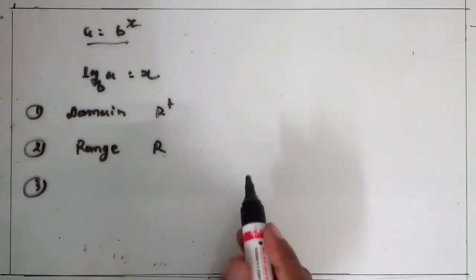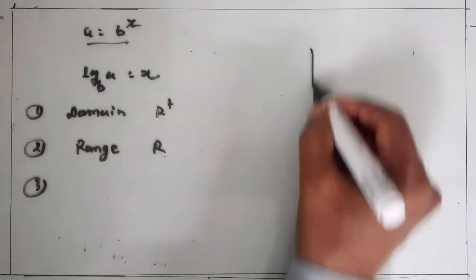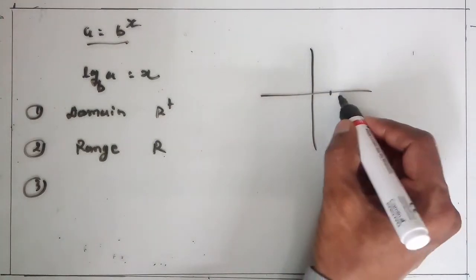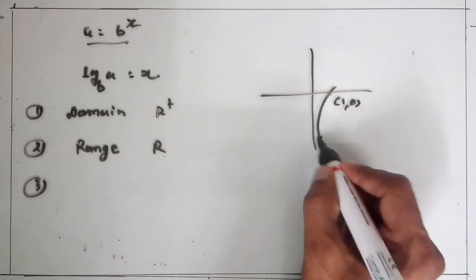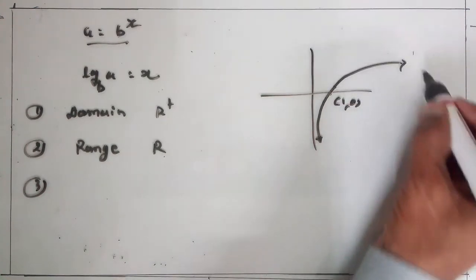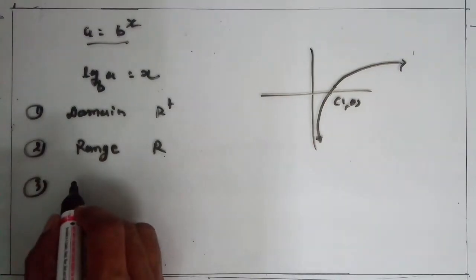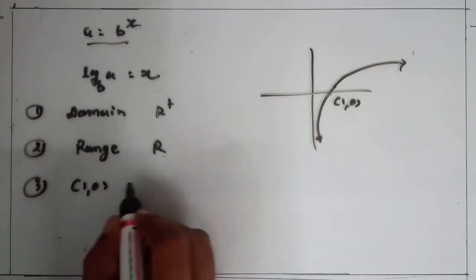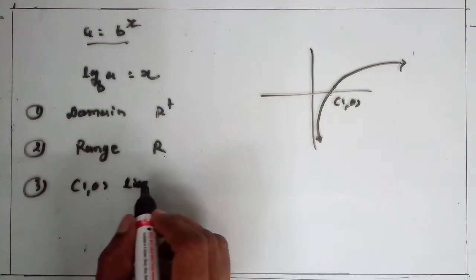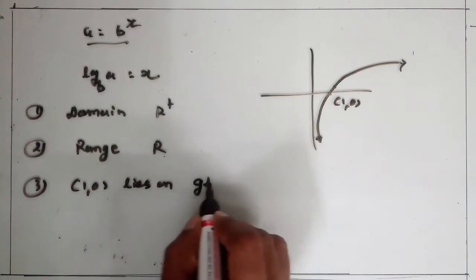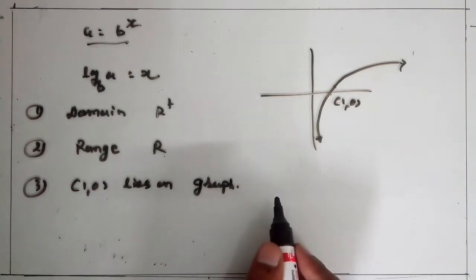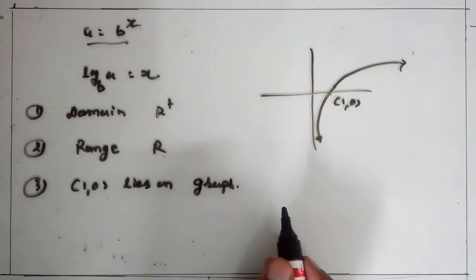Number 3: the graph of a logarithm function passes through (1, 0). So this type of graph we get for the logarithm function. Remember this. So (1, 0) lies on the graph. Clear? That is, the graph passes through (1, 0).